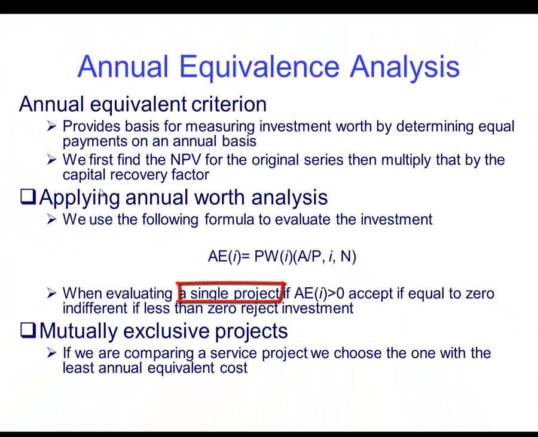When evaluating a single project, if the annual equivalence for I is greater than 0, then we will accept that project. If it's equal to 0, we are indifferent, and if it's less than 0, then we will reject the investment. So if it's positive, we accept. If it's negative, we will reject the project.